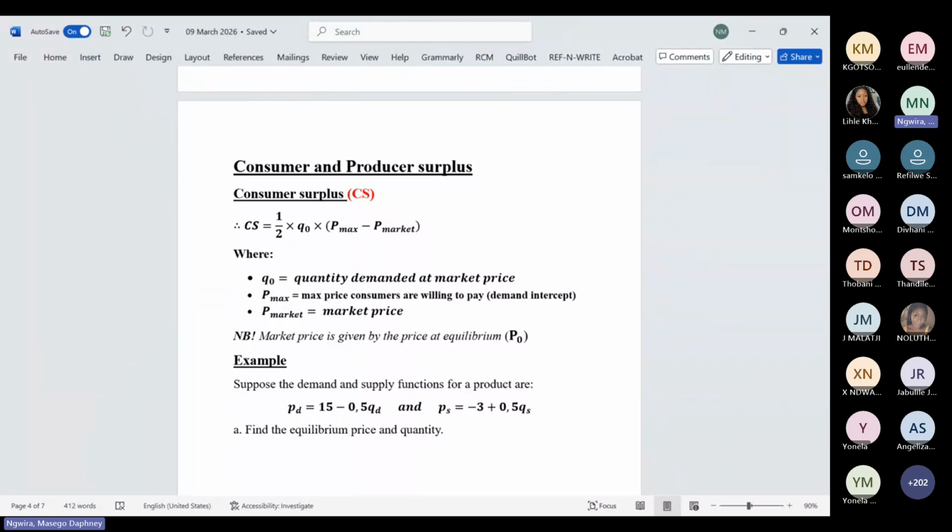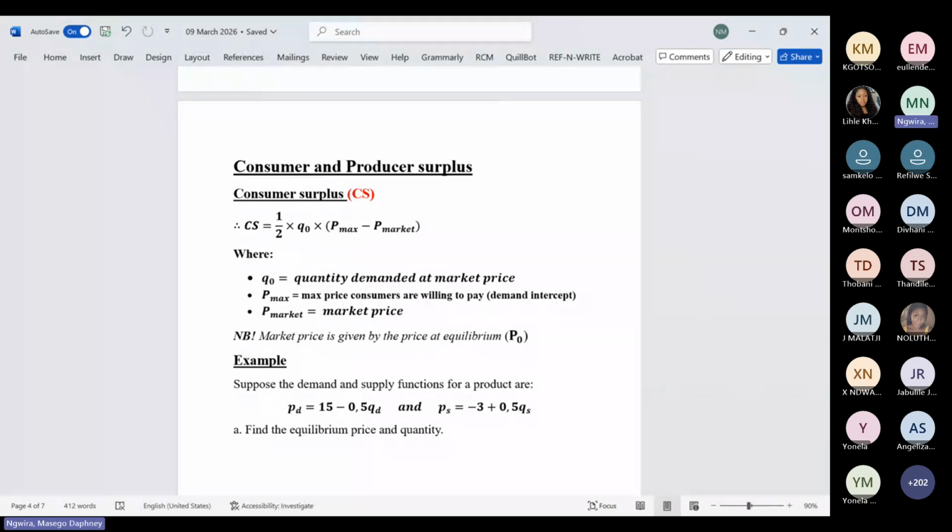I'm reading this from your study guide, please forgive me. They're saying that a market price is given by the price at equilibrium, and the price that consumers are willing to pay is given by the demand function. Market price is given by the price at equilibrium. The price that consumers are willing to pay is given by the demand function. All right.